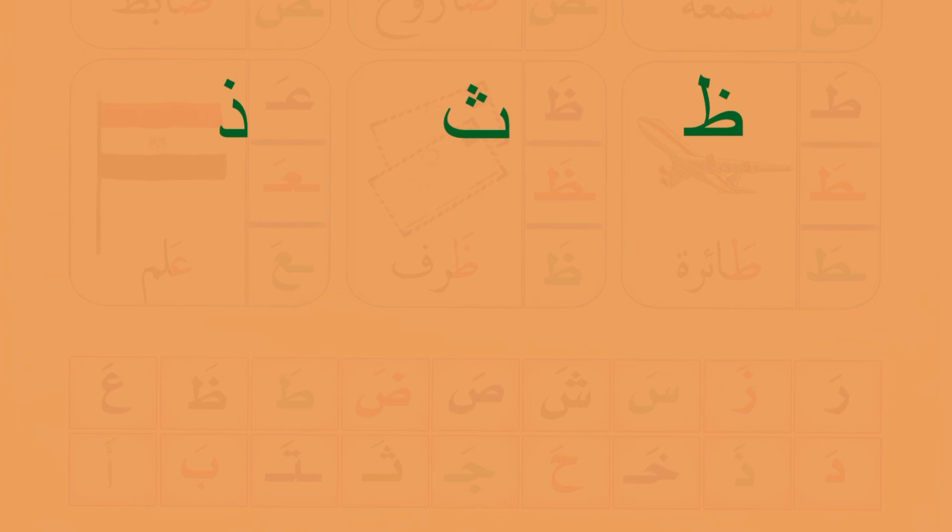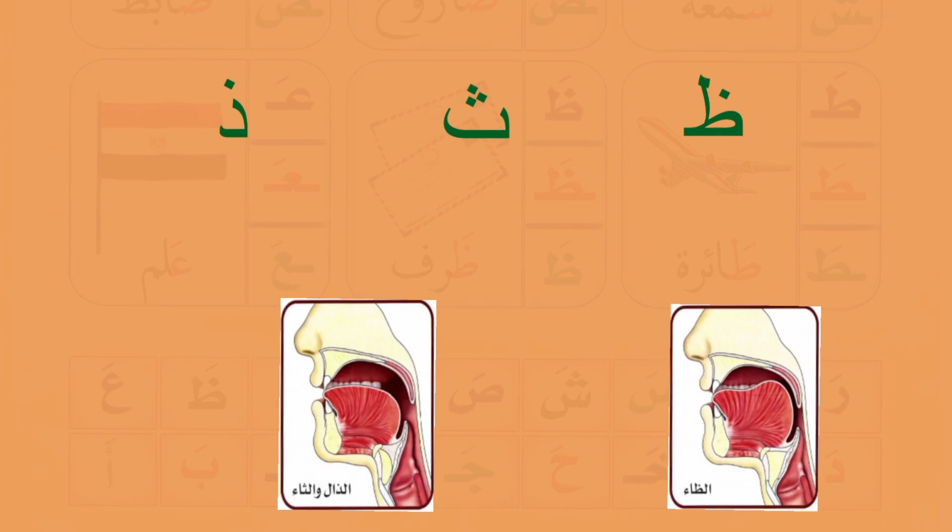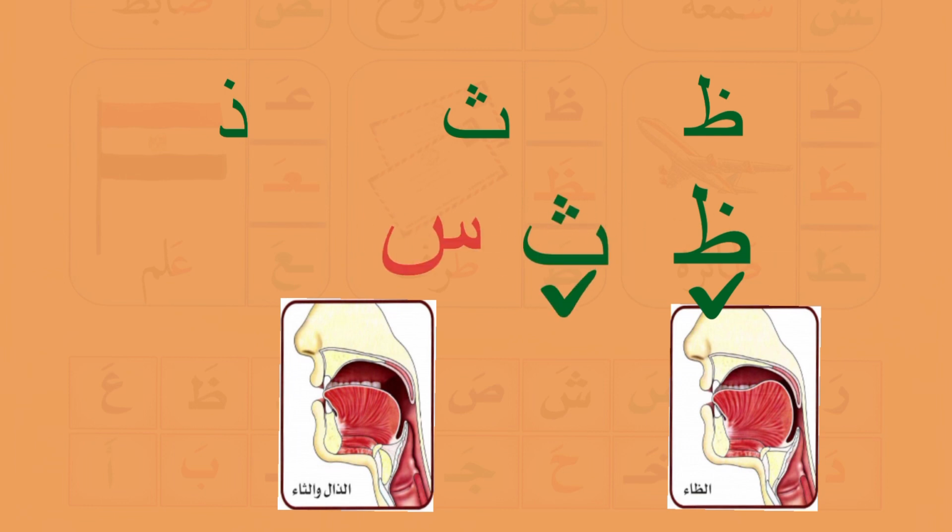So simply, the articulation of all of these 3 letters is the same. You put your tongue underneath your upper teeth and pronounce the letter ظ, not ز. ذ, not س. ث, not ز.